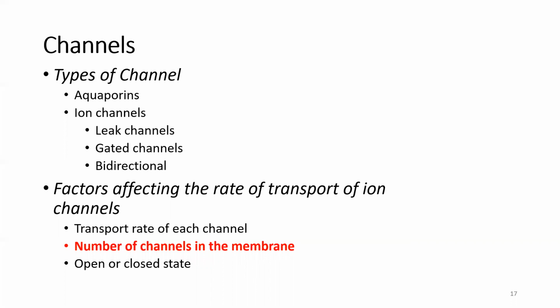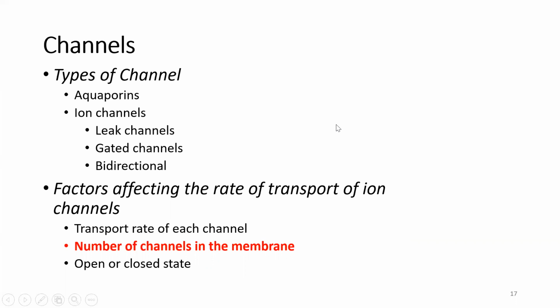And then we also have bidirectional channels, which we'll talk about some examples of as we move along, but simply allow the bidirectional movement of ions or particles. Leak channels only allow one direction of movement. They can be in or out, but it's going to be either in or out, if that makes sense.